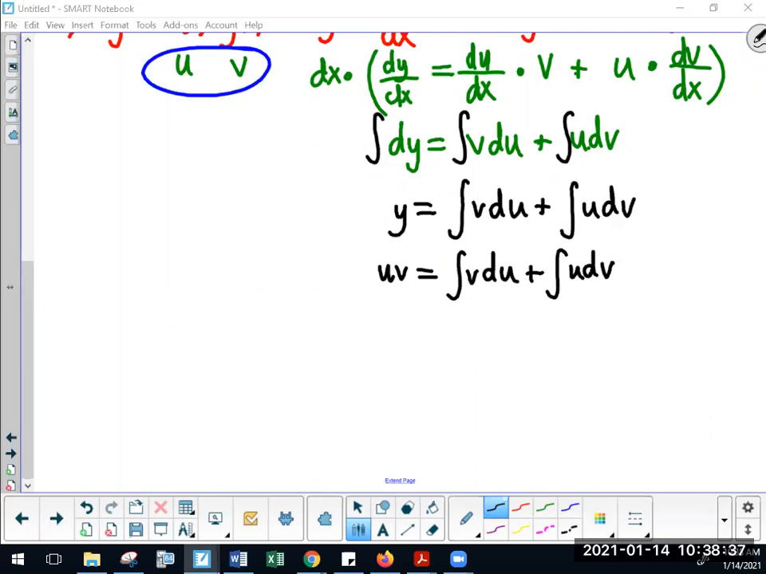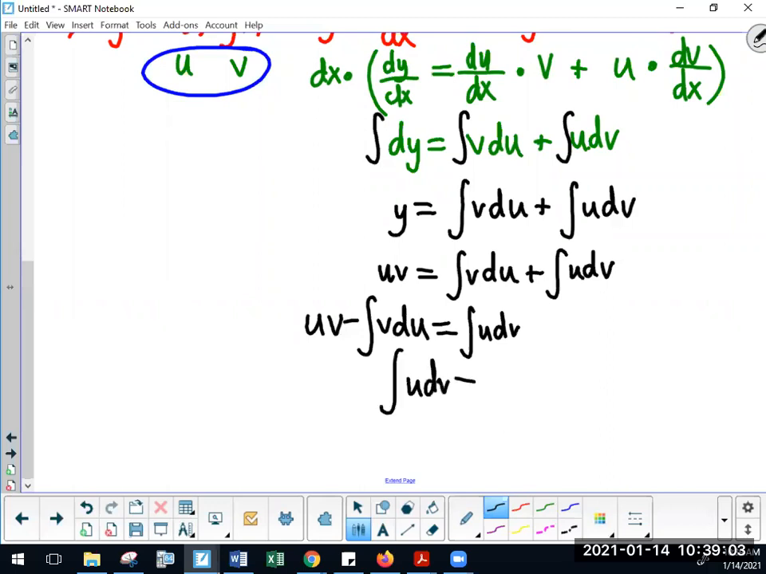Computer errors. Okay. So we have a predetermined outcome. Our predetermined outcome is we want to have u dv by itself. So I subtract v du from both sides. And then typically we write it in the other order. Namely, the thing that we want, u dv, on the left side. So this right here, this is the formula.